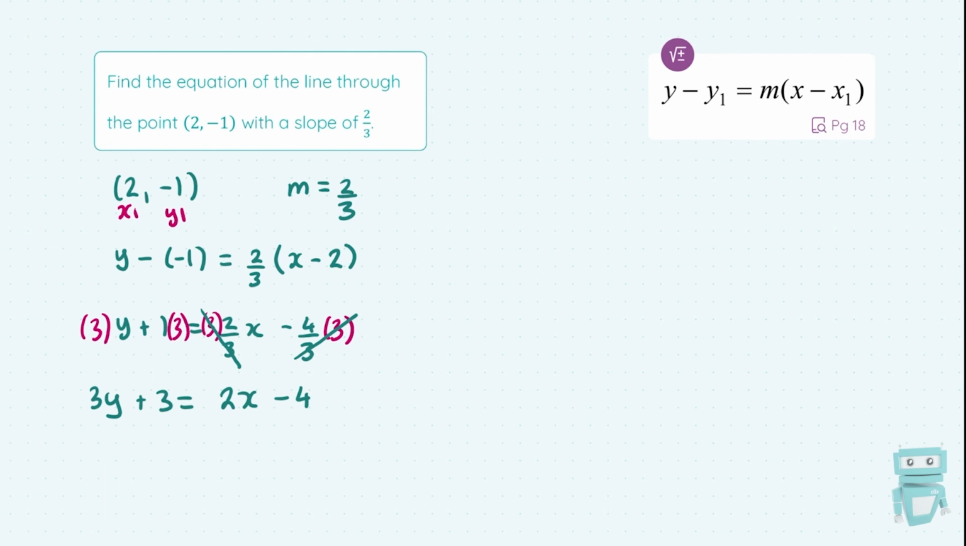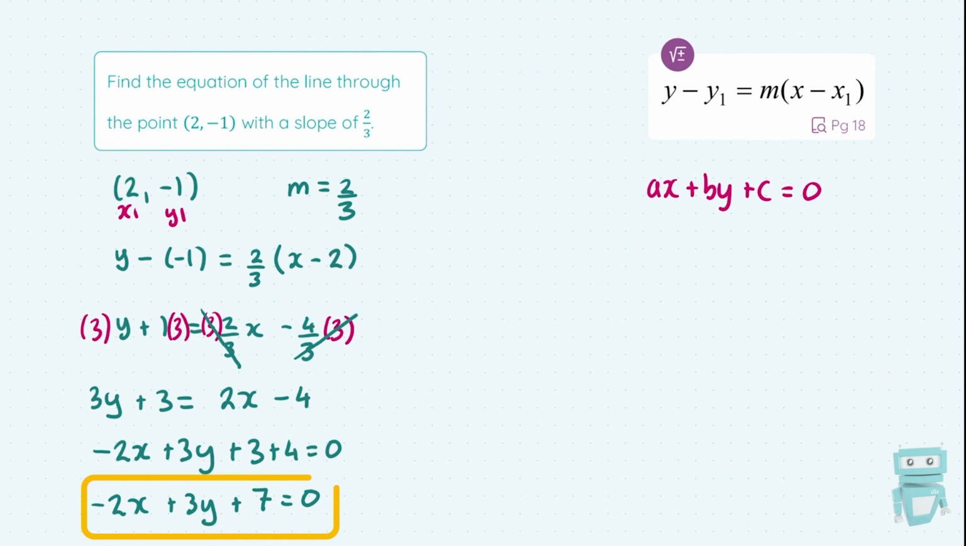Now I've no fractions, and what I want to do is get everything to one side because I want to put it into the form ax plus by plus c equals 0, because that's the general equation of a line. So I'm going to throw everything to the left hand side here. So here I get an equation of minus 2x plus 3y plus 7 equals 0. And that's what I got when I brought everything to the left.